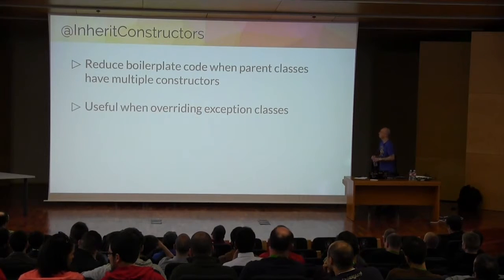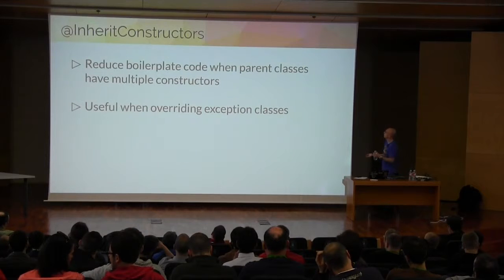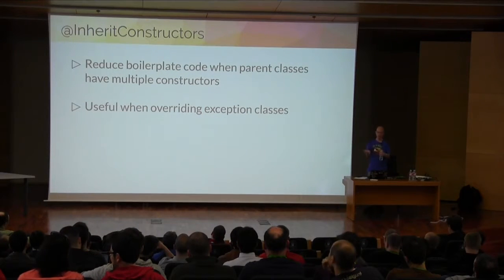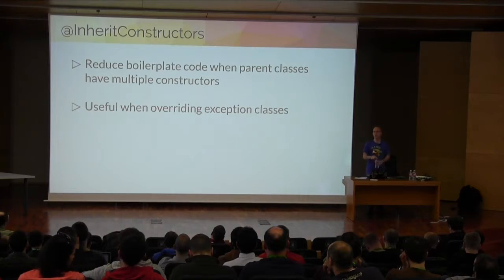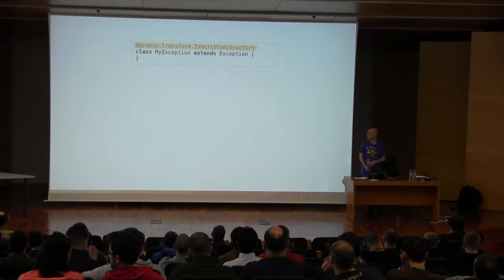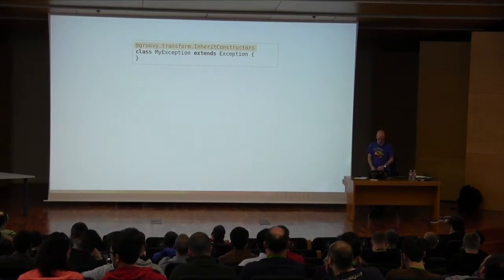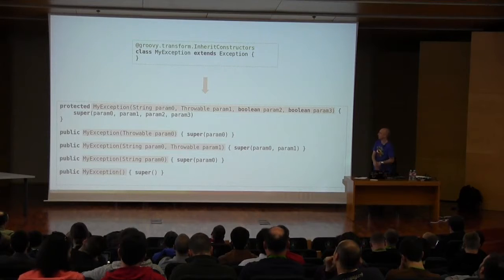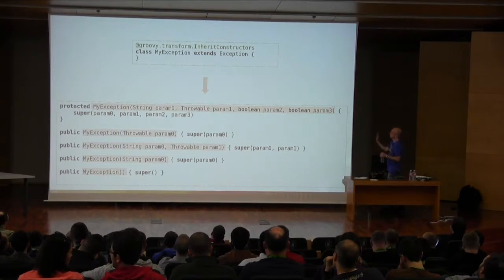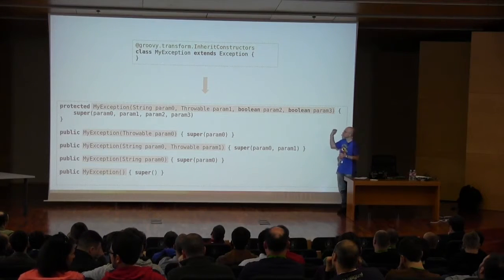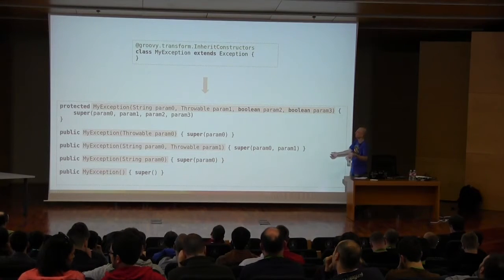Okay, InheritConstructors. This annotation is useful to reduce some boilerplate code when our parent class has a lot of constructors. It's useful, for example, when you extend exception classes, because exceptions usually have many constructors. So if we create a new exception and annotate this class with InheritConstructors, this annotation will create for us all of these constructors with all of the needed parameters. So if you don't need all of them, you just put the annotation and you're done, or you can override the constructor that you want.